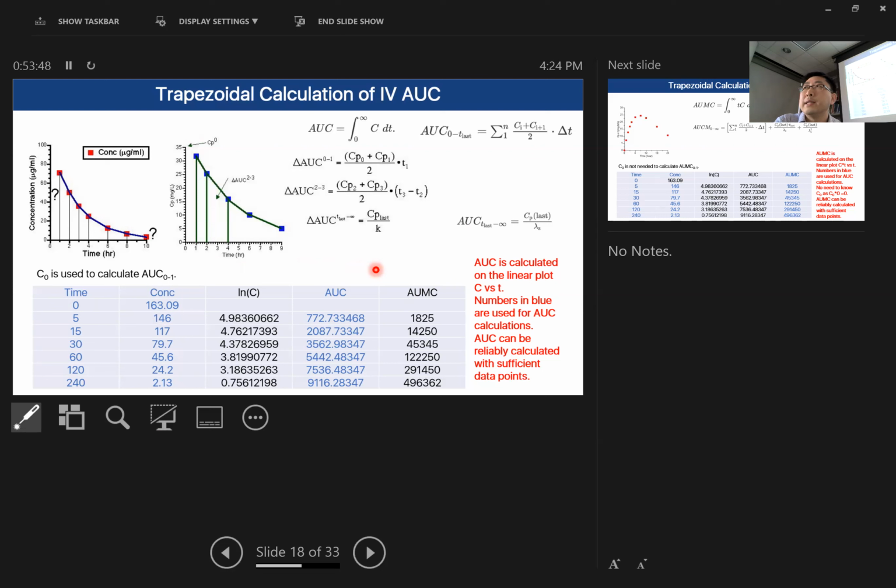Okay. Another thing is called AUMC, which is pretty interesting, actually. I never paid attention to this one. I actually didn't know this thing existed before. I saw it all the time in the PK Solver Excel sheet, but never understood what it means.